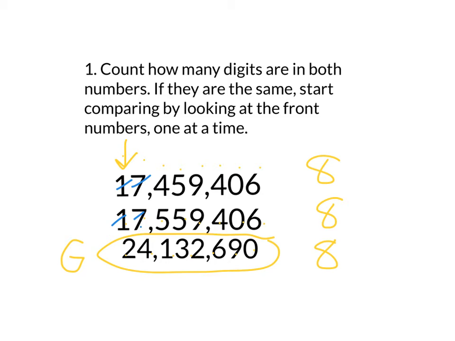17,559,406 is greater than 17,459,406. So it would go 1 greatest, 2 greatest, 3 greatest. This one is the least, and this one would be the middle. Okay? That's how you would do it if they are all the same. You just keep going over till you decide you can compare the two numbers.